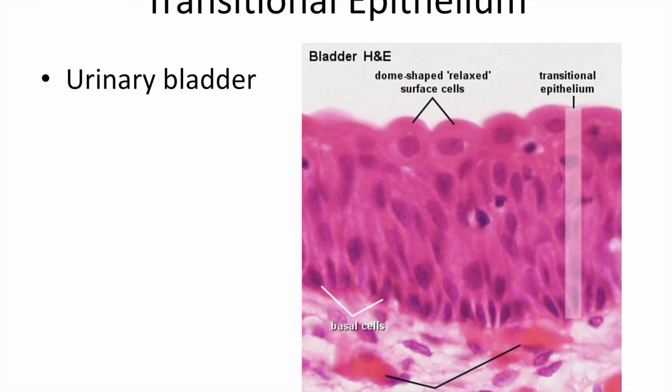Transitional epithelium is one of our unique forms of epithelium. It's found in the urinary bladder and the epididymis of the male reproductive system.